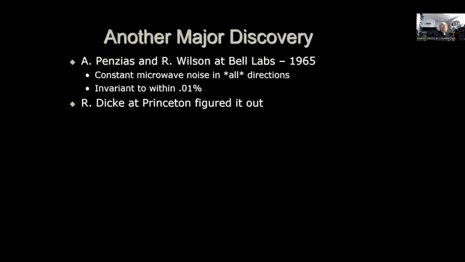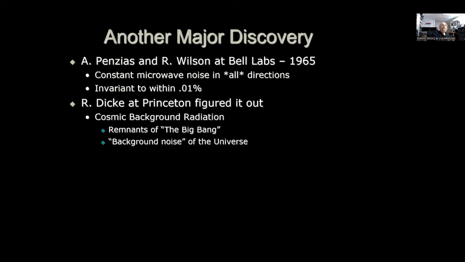Well, Dicke at Princeton figured out what it was. And today we know it as the cosmic background radiation. It's the remnants of the Big Bang. Remnants of the Big Bang. And it's the background noise of the universe. It's pervasive everywhere we look. It's about 3 degrees Kelvin. That's the background temperature of the universe.